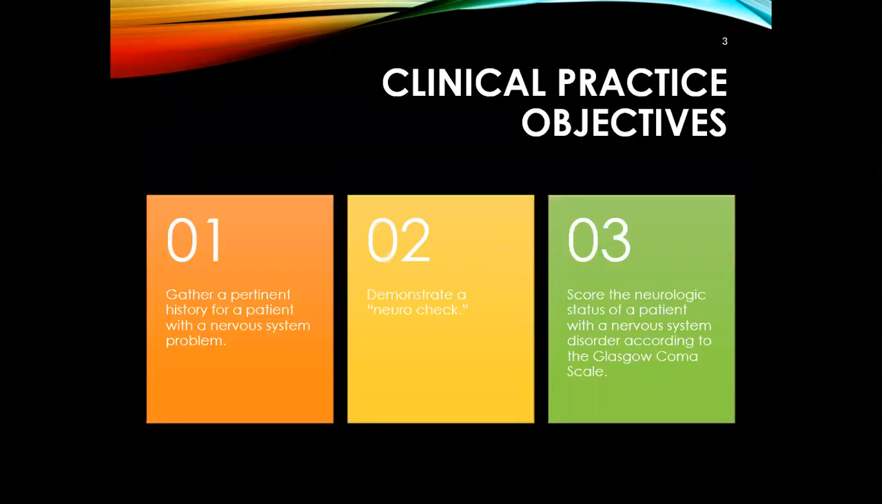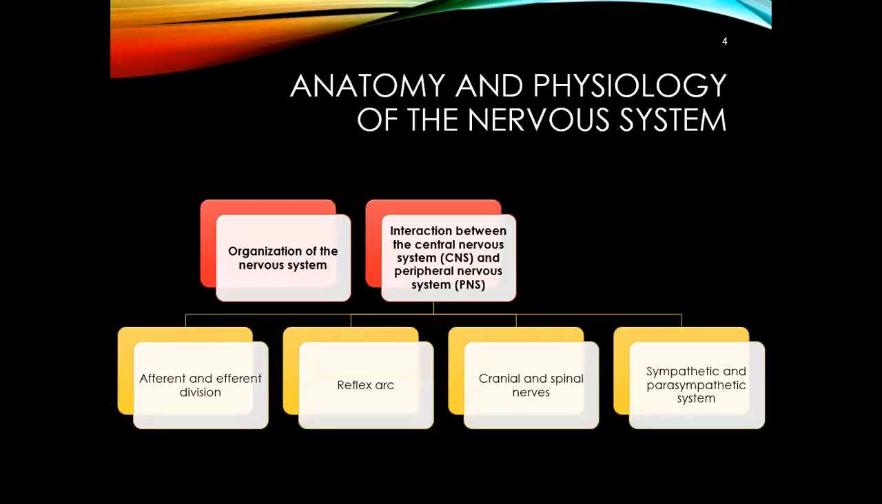Clinical practice objectives. Gather a pertinent history for a patient with a nervous system problem, demonstrate a neurocheck, score the neurologic status of a patient with a nervous system disorder according to the Glasgow Coma Scale. Anatomy and physiology of the nervous system. Organization of the nervous system.